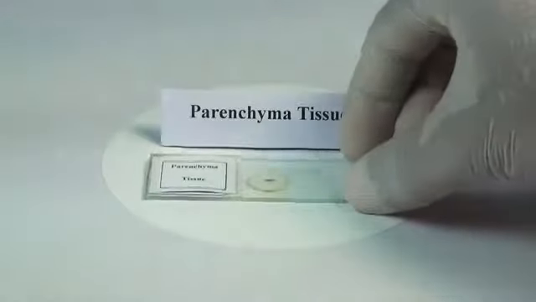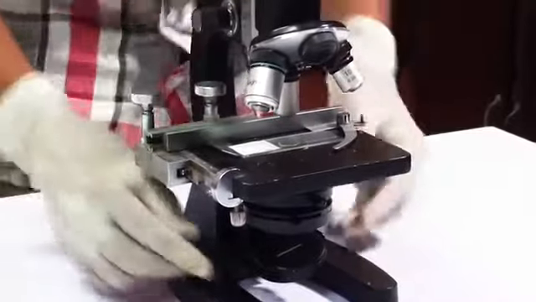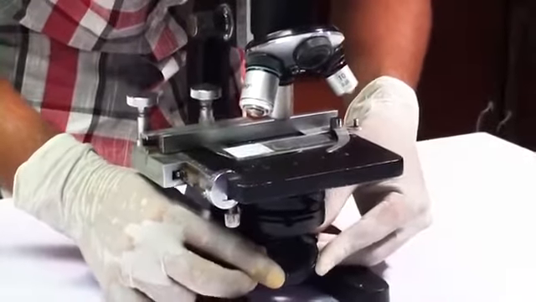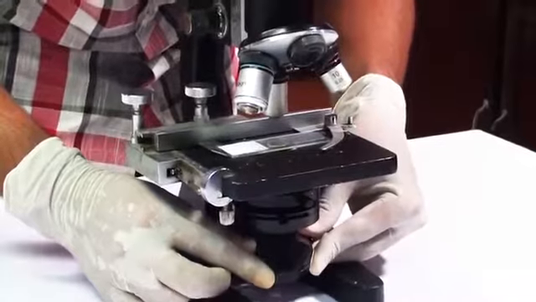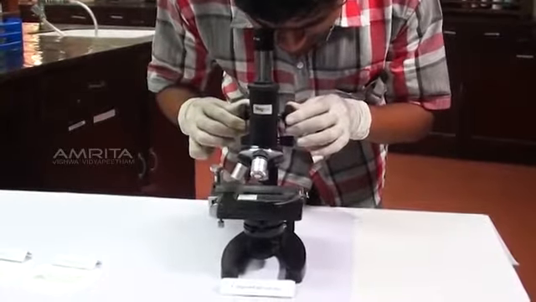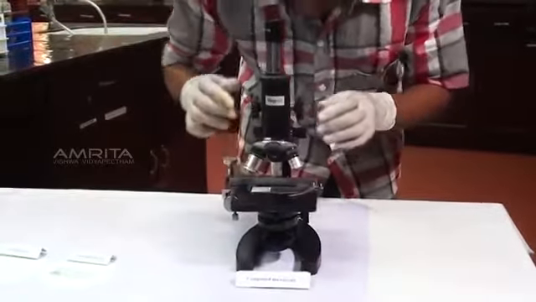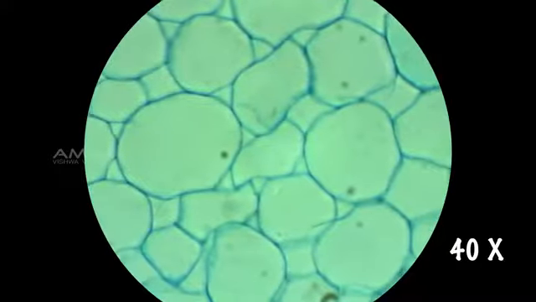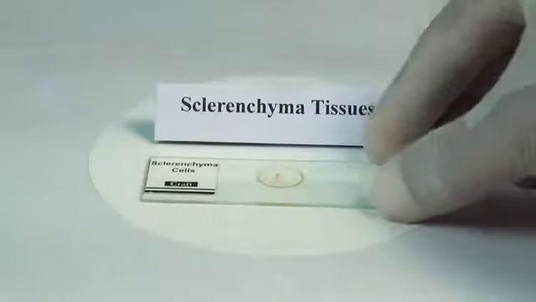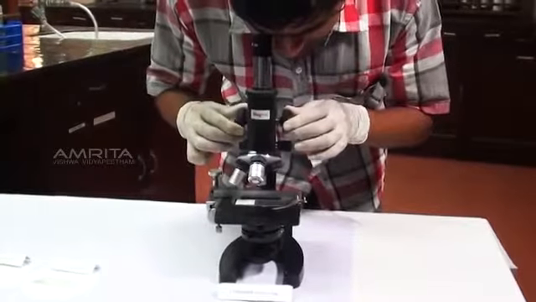Take the permanent slide of the parenchyma tissue and place it on the stage of the compound microscope. Adjust the mirror of the microscope carefully until the image you see has maximum clarity. Observe the permanent slide of the parenchyma tissue under the low power lens and then under the high power lens of the compound microscope. Move the slide very slowly back and forth to identify the different parts of the parenchyma tissue. Repeat the same procedure for the permanent slide of the sclerenchyma tissue.